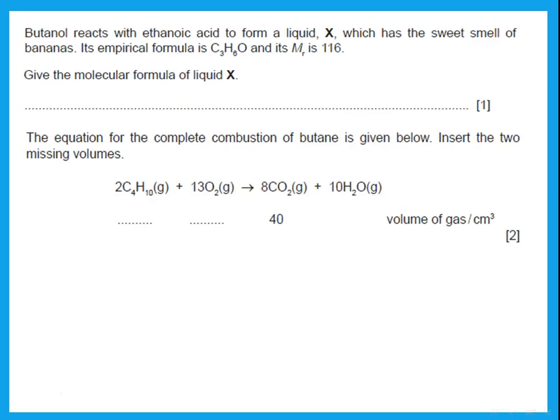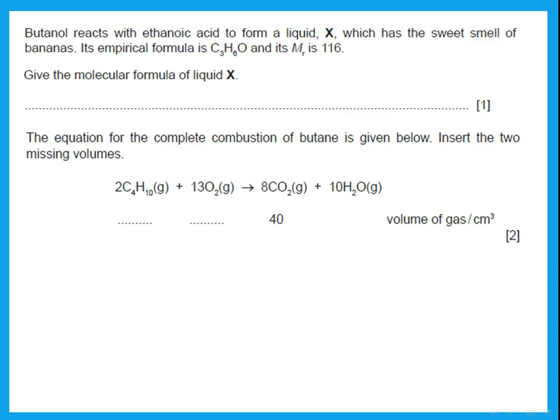Okay. Butanol reacts with ethanoic acid to form a liquid X, which has the sweet smell of bananas. Its empirical formula is this, and its molecular mass is this. So what would be the molecular formula? We said if I get the empirical formula, so he already calculated the empirical formula and he found that it is C3H6O. Now he's telling me that the actual molecular mass is 116.